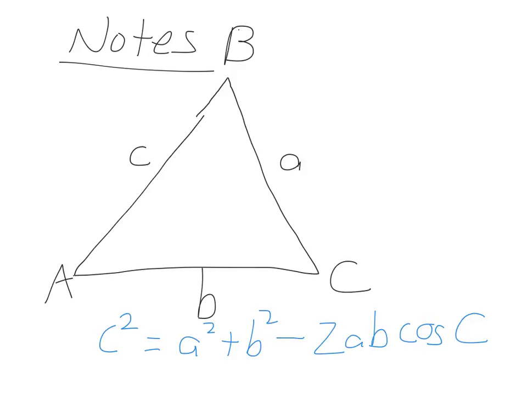Just remember, whatever side you're looking for, you can start by writing the Pythagorean theorem, then subtract twice the product of the two other sides besides the side you're looking for, multiplied by the cosine of the angle across from whatever side you're looking for to begin with.